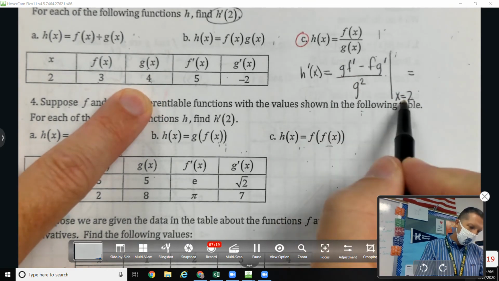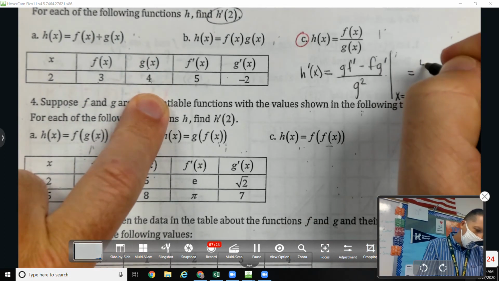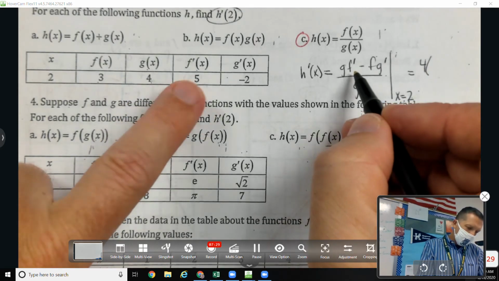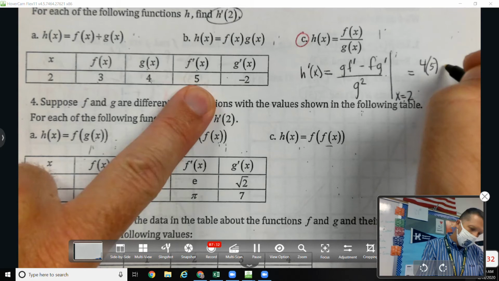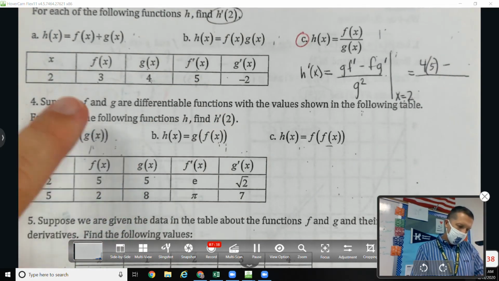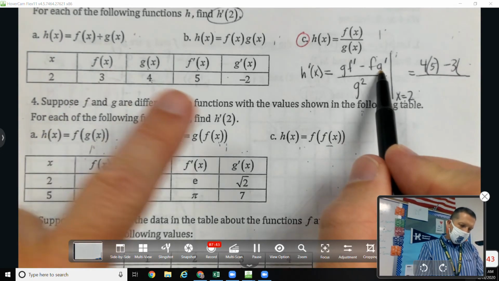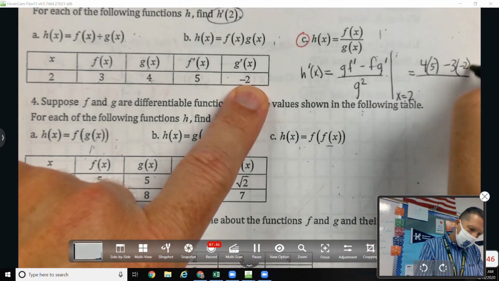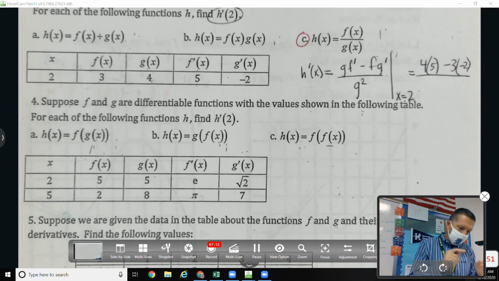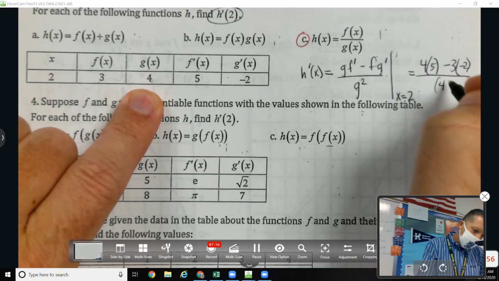So g at 2, they're all at 2, so that's nice. It's 4. F prime at 2 is 5. Minus f at 2 is 3. And then g prime at 2 is -2. This is just being careful. This isn't a hard problem. It's just make sure you're looking at the right spot. G squared. So g is 4, and 4 squared is 16.